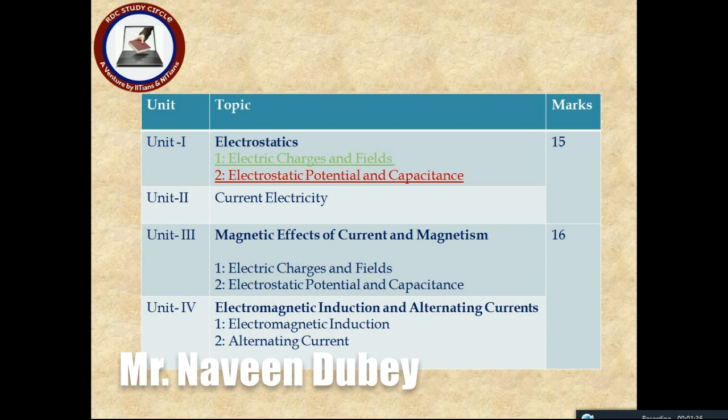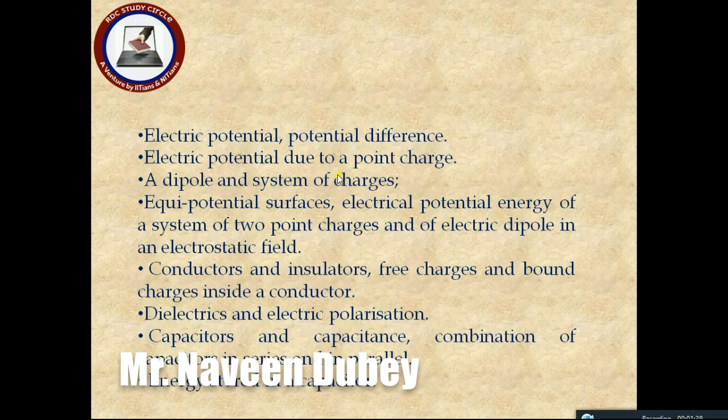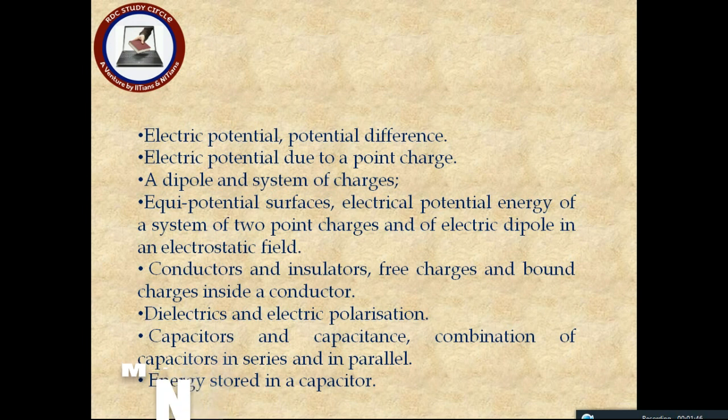In that, a student will learn about electric potential and potential difference between 2 points, electric potential due to a point charge, a dipole and a system of charges, equipotential surfaces, electrical potential energy of a system of 2-point charges and of an electric dipole in an electric field, conductors and insulators, free charges and bound charges inside a conductor, dielectric materials and dielectric polarization, and the concept of capacitors, their capacitance, combination of capacitors in series and parallel, and energy stored in a capacitor.